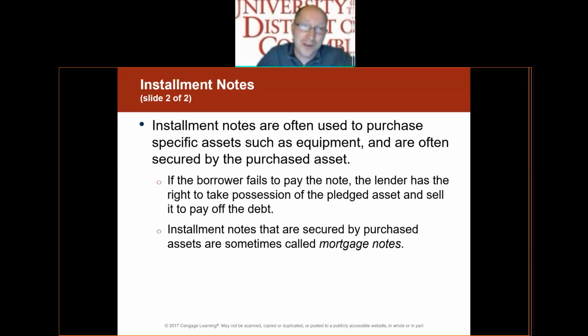Installment notes are often used to purchase specific assets such as equipment, or are often secured by the purchased asset. We call that collateral. If a borrower fails to pay the note, the lender has the right to take possession of the pledged asset and to sell it in order to pay off the debt. Same with mortgages, right? Installment notes that are secured by purchased assets are sometimes called mortgage notes. That's where the term mortgage comes from.